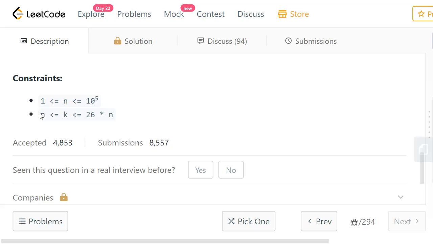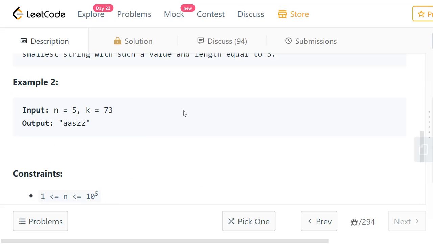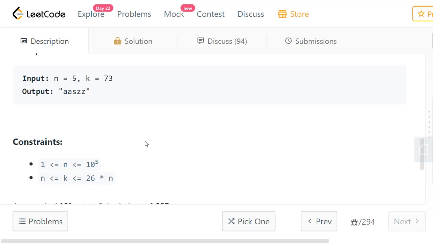And the value of K will be greater than or equal to N, but less than or equal to N times 26. So basically, if you have N equal to 5, your value of K cannot be more than 130, because the maximum possible string that you can get with N equal to 5 is five Z's. The value of Z is 26, so 5 into 26 is 130. You will not be given a value of more than N times 26 in your input, so you don't have to worry about that.